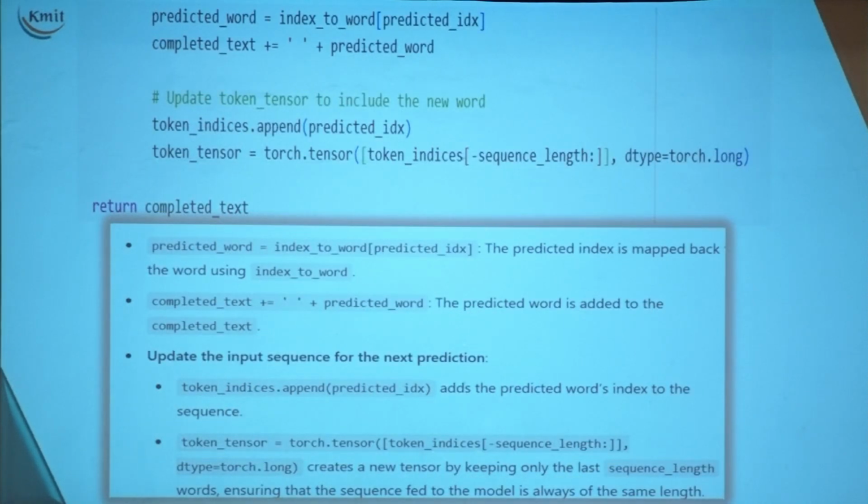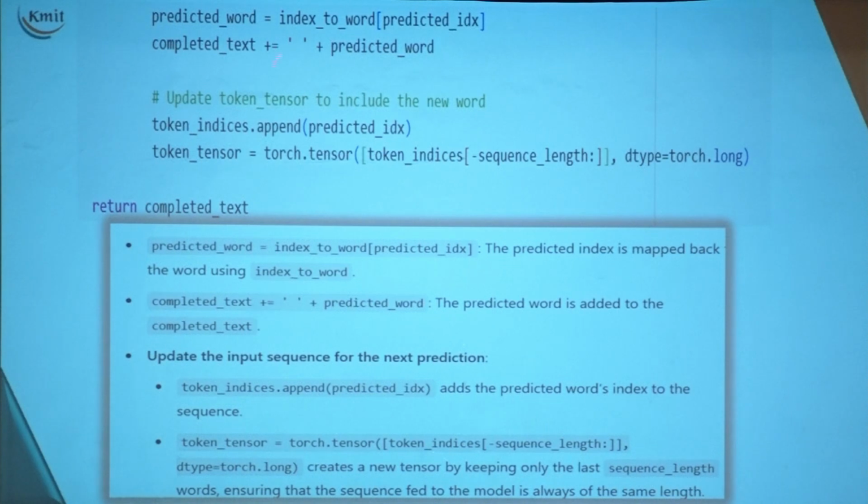What will you do now? You will do index to word mapping. Take that index which has got the highest attention in the output, map it to the word and put it as the predicted word. What will be the completed text? Follow this loop for 10 steps because you wanted 10 words to be predicted. 10 times the next word will be predicted. Everything will be arranged in a sequence. That will be printed. Okay.